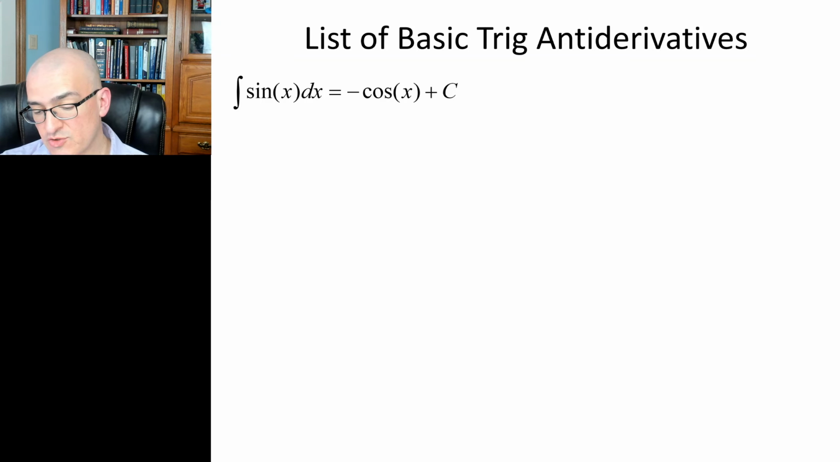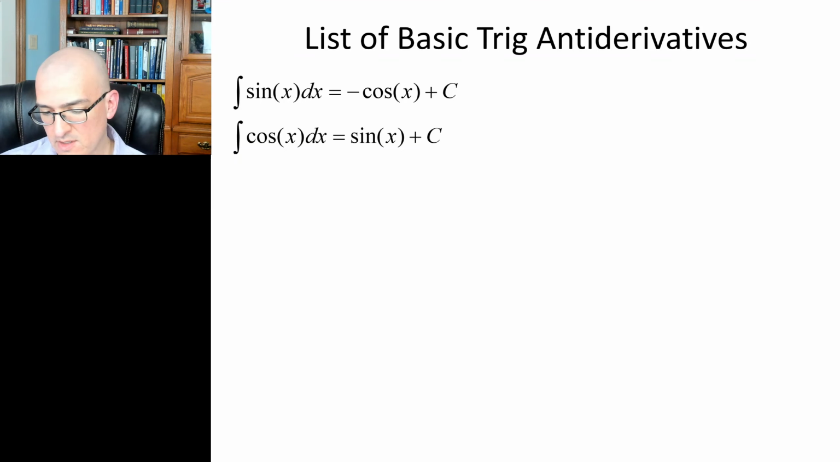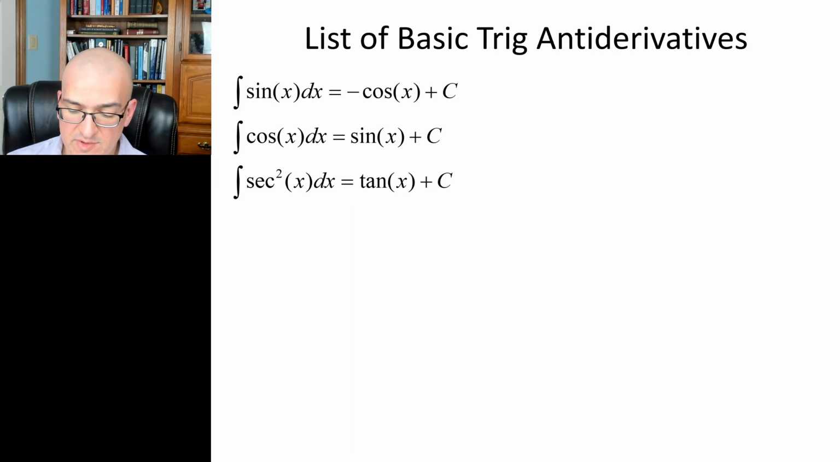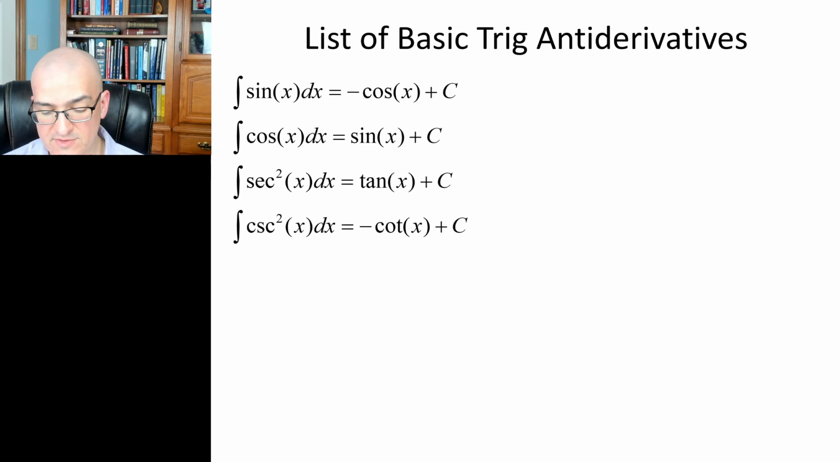Because the derivative of cosine of x is negative sine of x, it must be the case that the antiderivative of sine of x is negative cosine. Since the derivative of sine of x is cosine of x, it means that the antiderivative of cosine must be positive sine. And then we can do similar things. We know the derivative of tan of x is secant squared. So the antiderivative of secant squared must be tan. Antiderivative of cosecant squared must be negative cotan, because the derivative of cotan is negative cosecant squared.